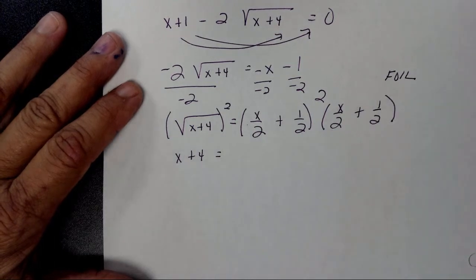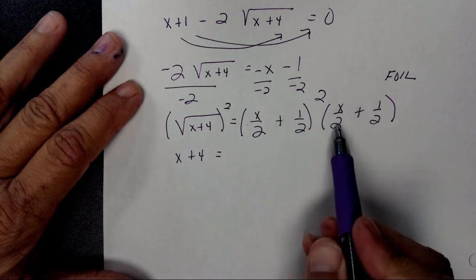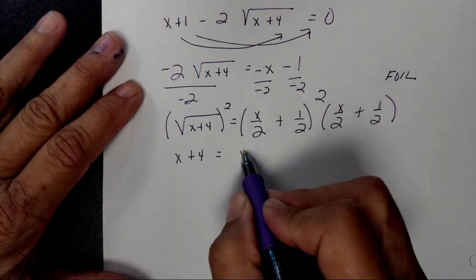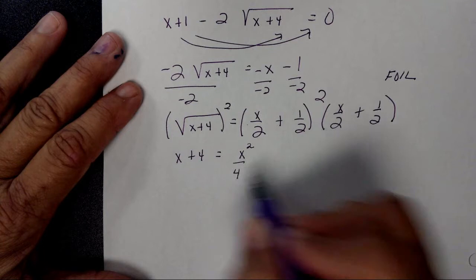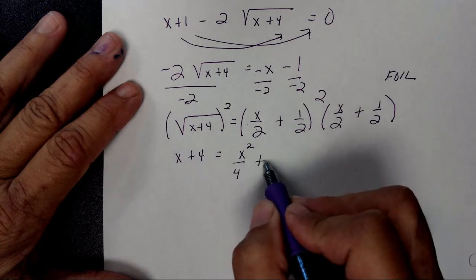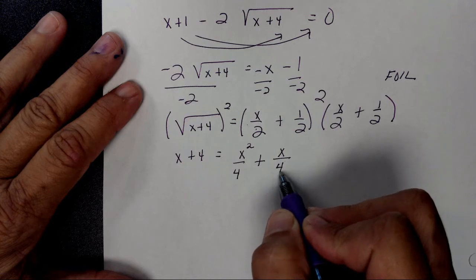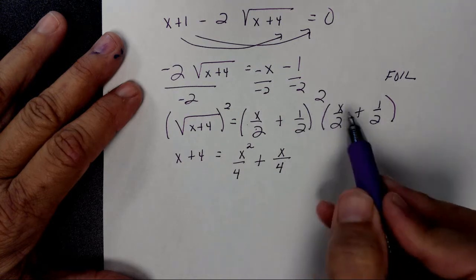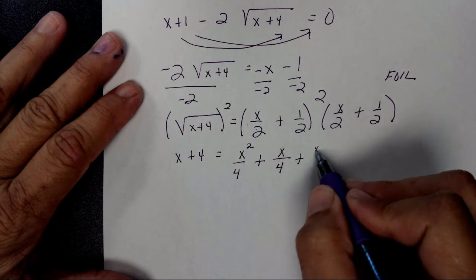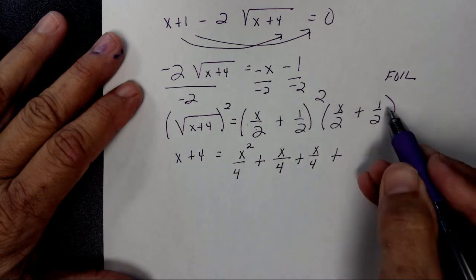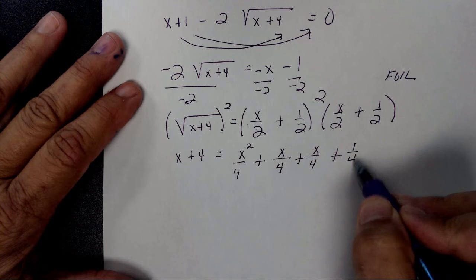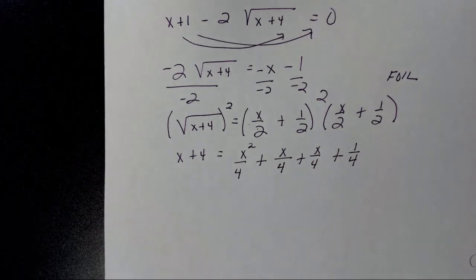All right, so what is x over 2 times x over 2? X squared over 4. What is x over 2 times 1/2? X over 4. What is 1/2 times x over 2? X over 4. What is 1/2 times 1/2? 1 over 4. Please do not make multiplying fractions complicated. How do you multiply fractions? Multiply the tops, multiply the bottoms.